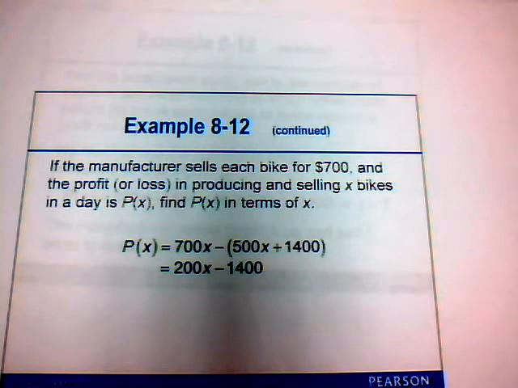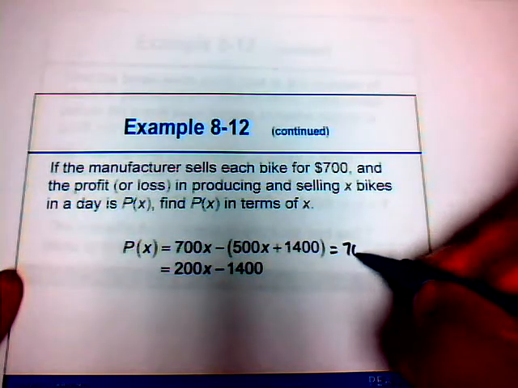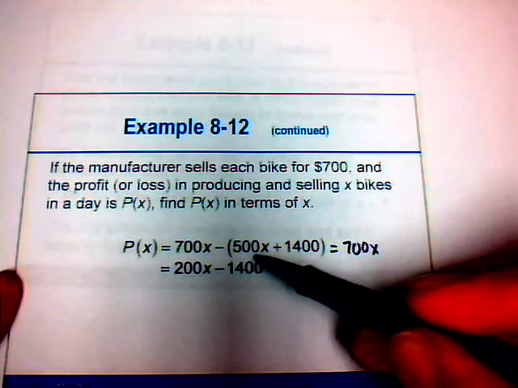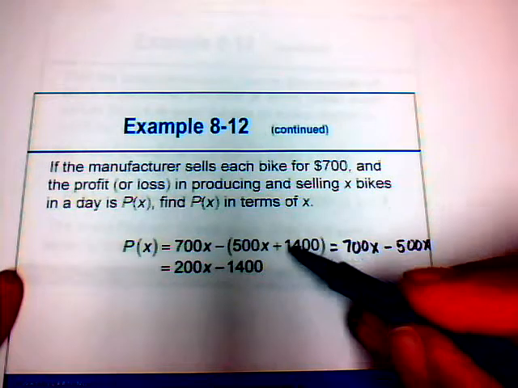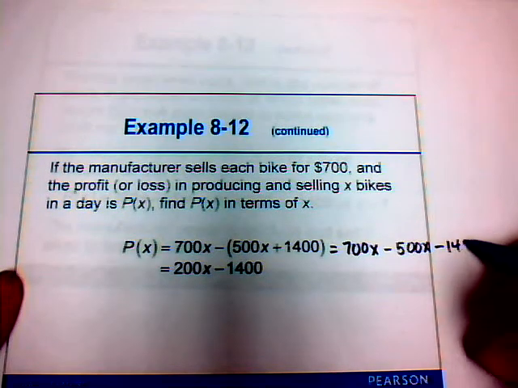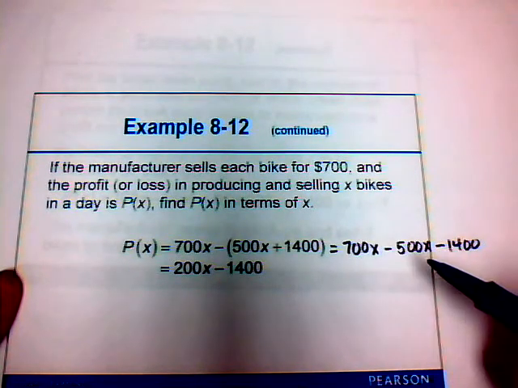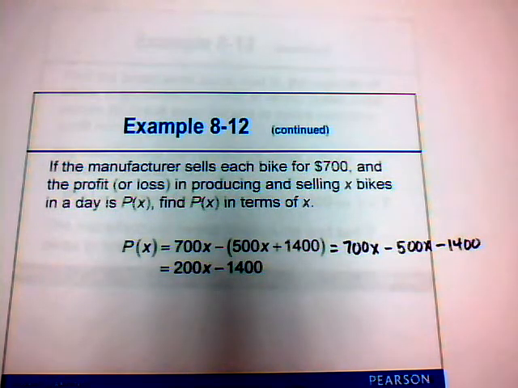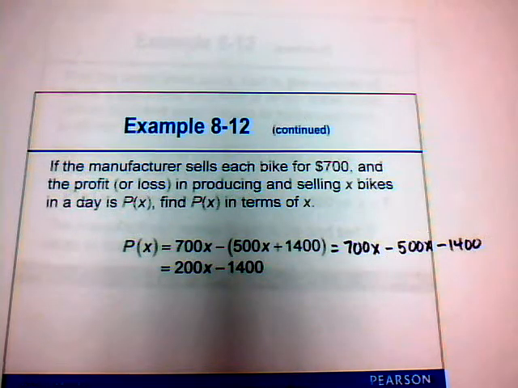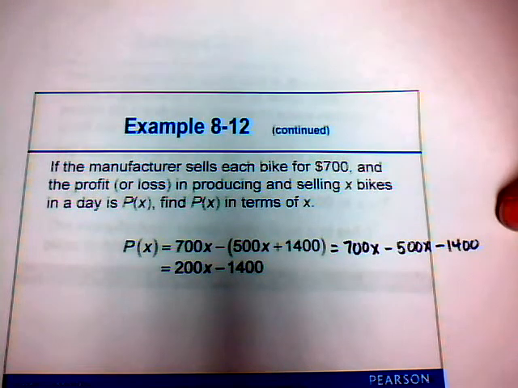Okay, so when you simplify this using the distributive property, you're going to have this 700X, bring that over. That minus sign will make the 500X minus 500X. And the minus sign makes the plus 1,400 minus 1,400. And then you combine your like terms. 700X minus the 500X will give you 200X minus 1,400. So here, your profit or loss in producing and selling bikes in a day, which is P of X, is going to be equal to 200X minus 1,400.